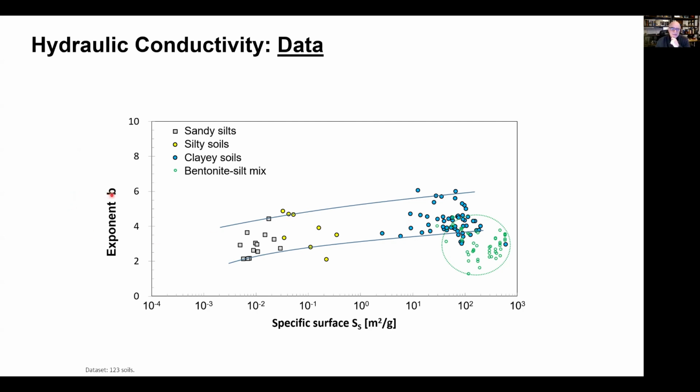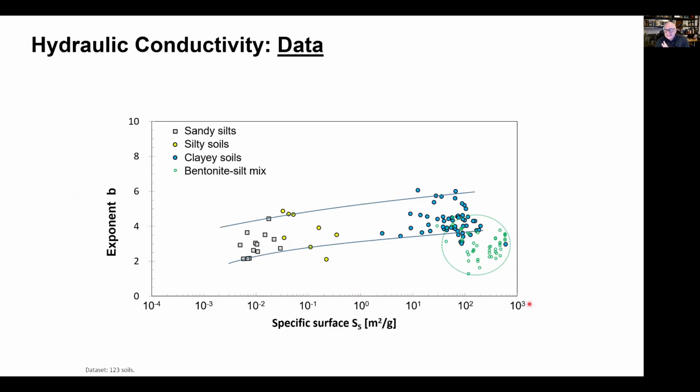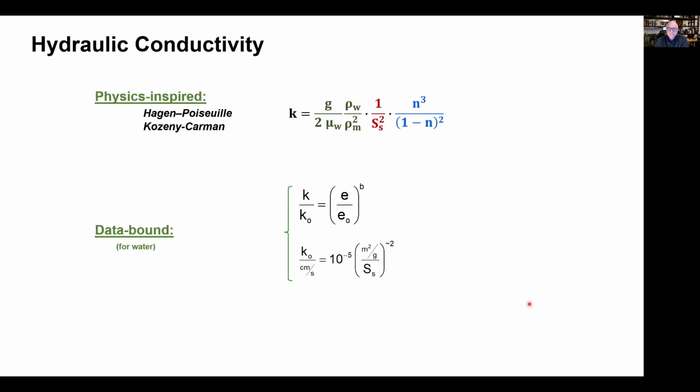Let me go back and insist what this exponent is. This is the exponent b that we are looking at. We already saw that the permeability at void ratio 1 is a function of specific surface. We are looking at this exponent b. And while there is some trend with increasing specific surface, increasing the exponent, in other words, the sensitivity to void ratio changes, we cannot really conclude categorically. Nevertheless, this was the Kozeny-Carman equation.